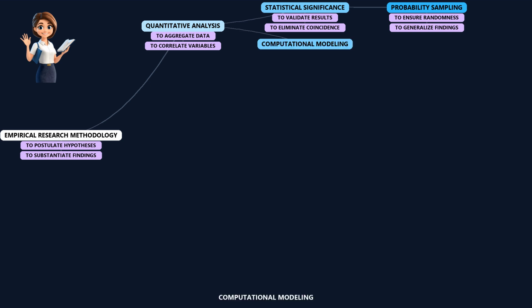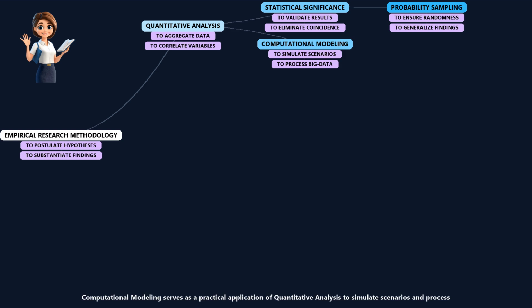Computational modeling. Computational modeling serves as a practical application of quantitative analysis to simulate scenarios and process big data. Essentially, we build a computer world to see how a virus or a market might change over time.